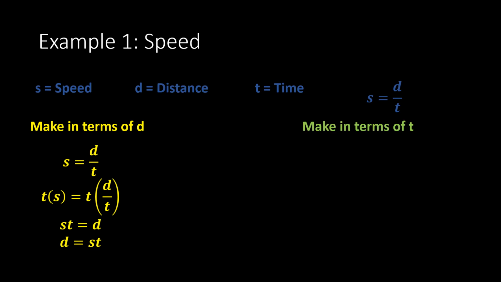Now, let's have another example. Make it in terms of T. Once again, you use the formula S is equal to D over T, or speed is equal to distance over time. By the multiplication property of equality, T times S is equal to T times D over T. Now, ST is equal to D. Working with that, divide both sides by S. Now you may isolate T, which means T is equal to distance over speed.